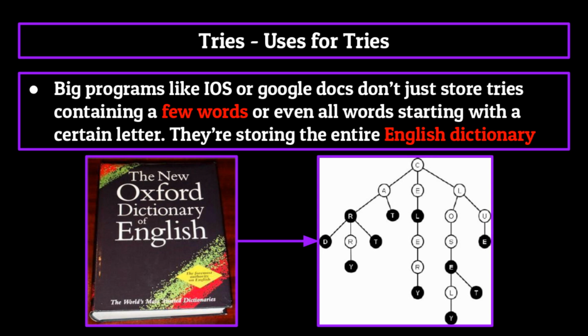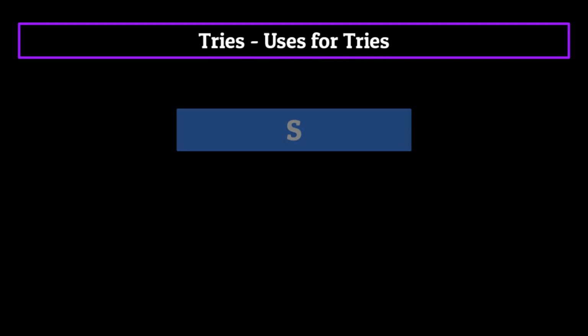Each node would simply have 26 nodes connected to it, and those 26 would have as many nodes connected to them as needed, and so on and so on. Now I can hear you asking in the comments, how does this help us with autocomplete and spell check? Well, let's say you're typing out a word. For the sake of this video, let's say it's the word subscribe. You start with the S.